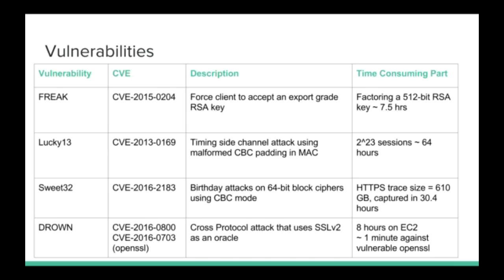DROWN is a cross-protocol attack that uses SSL version 2 as an oracle to reveal parts of the master key. It requires 8 hours to complete on EC2 servers, and there's a special version of the attack that can be completed in a minute against servers using a vulnerable version of OpenSSL.